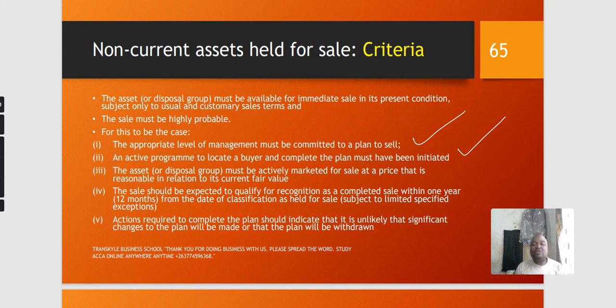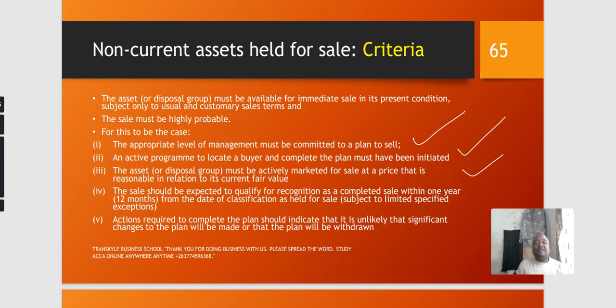Number three, the asset or disposal group must be actively marketed for sale at a price that is reasonable in relation to its current fair value. So we expect if the fair value of the asset is 1 million, the price at which it is being sold should be equivalent to the fair value or lower. Otherwise, we won't be convinced that the asset should be held as an asset being held for sale.